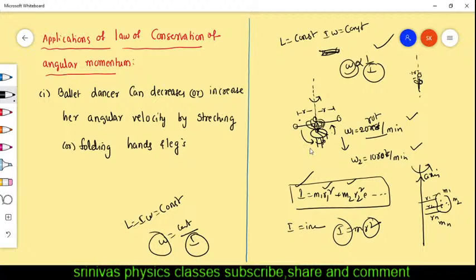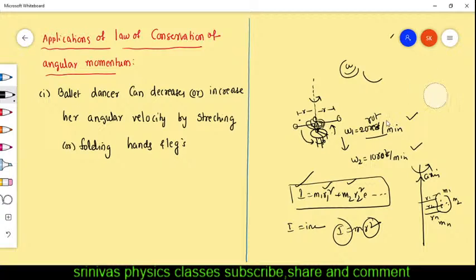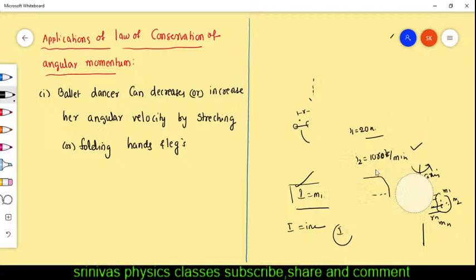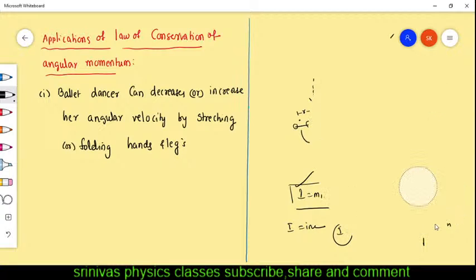This is available in some parks also, for the game, and there they keep some dumbbells also, to move the dumbbells away from and near to the body. This is one of the applications of the law of conservation of angular momentum. Have you understood what happens? When the moment of inertia increases, the angular velocity decreases.